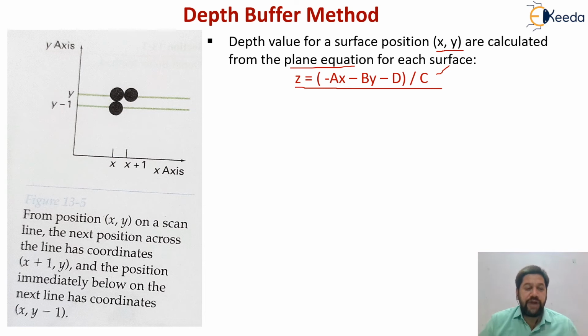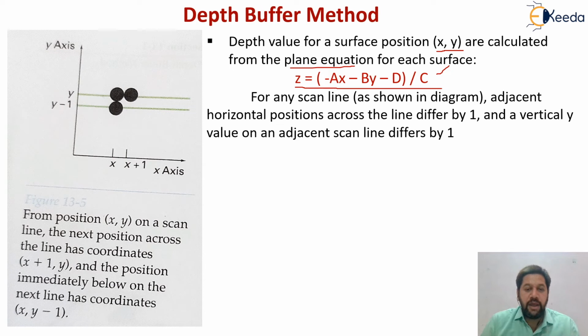Now let us understand here. I will continue our discussion, then I will come back to the diagram. Let us understand the second line: for any scan line as shown in the diagram. Now I'm considering scan line numbers y and y minus 1. For any scan line as shown in the diagram, adjacent horizontal positions.